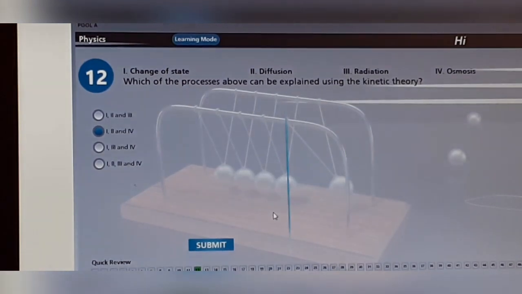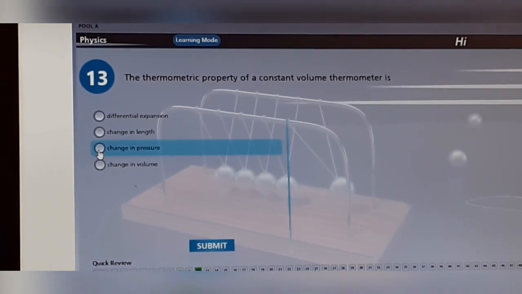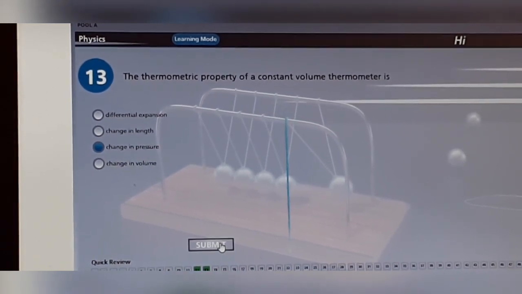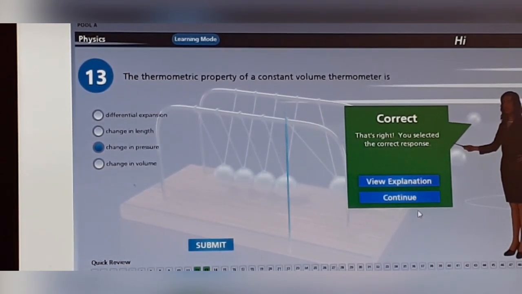Alright, then question number 13. The thermometric property of a constant volume thermometer is, the answer has to be C, change in pressure. Alright, now I want you to understand that thermometric property of a constant volume thermometer is change in pressure with temperature.